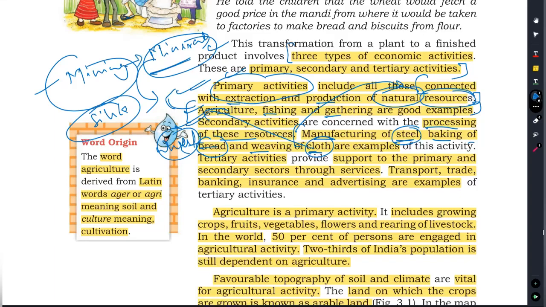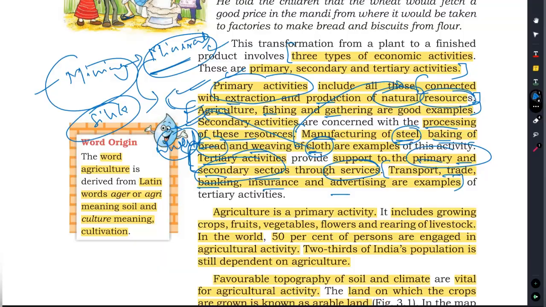Let us discuss the tertiary activities. These tertiary activities usually support the primary and secondary sectors through services. What are those services? Transport, trade, banking, insurance and advertising are some of the examples of these tertiary activities. These services support primary and secondary sectors.